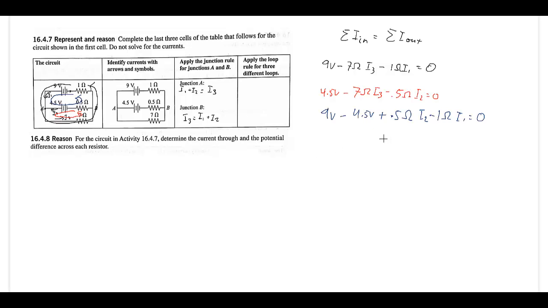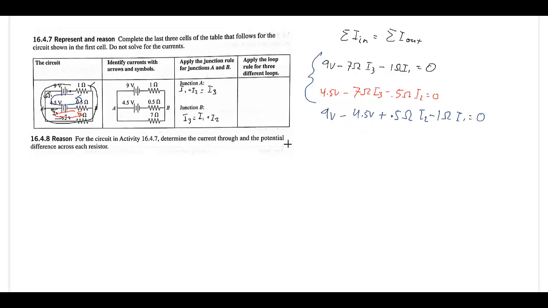So all we have to do is find a way to combine these equations to then give us what we need. So what I'm going to do is ignore this one. I'm just going to use these top two, and I'm going to use the junction rule.